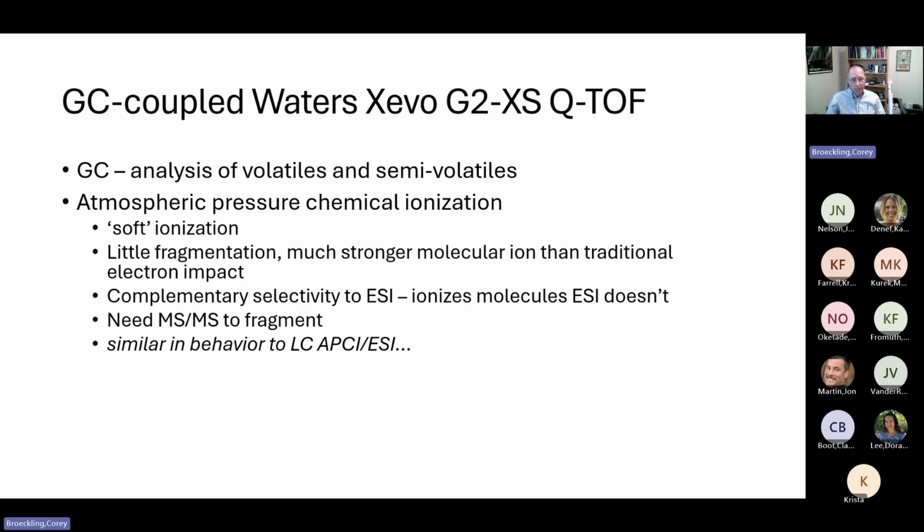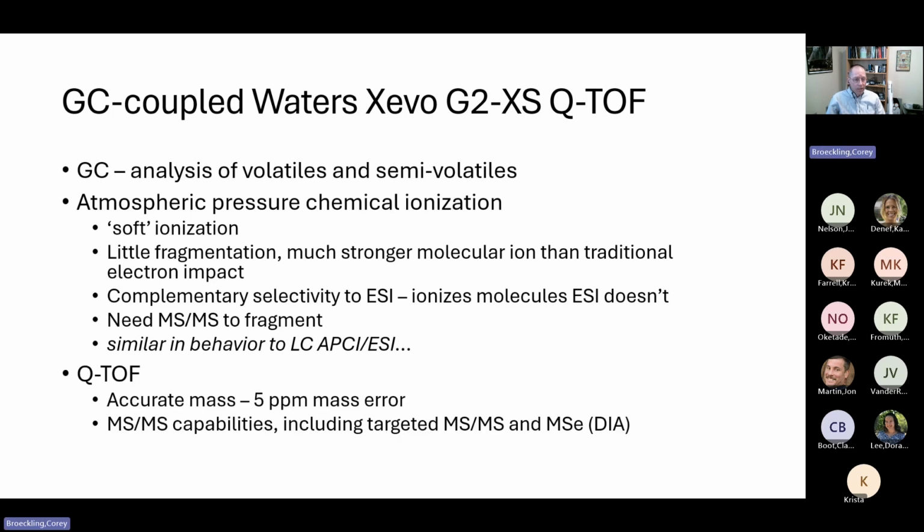One of the downsides of soft fragmentation is that we have to use dedicated experiments, MSMS, to fragment these when we want to support structure annotation. But it's really cool because it has similar ionization behavior to electrospray. And so we can get ionization where we have a strong molecular ion with accurate mass data. And so a lot of the informatic tools that have been developed for LC coupled HRMS, high resolution mass spec, can be used for supporting informatics on this APGC system.